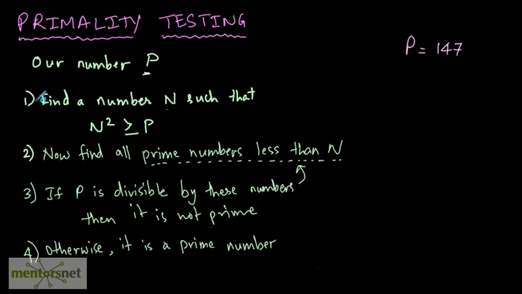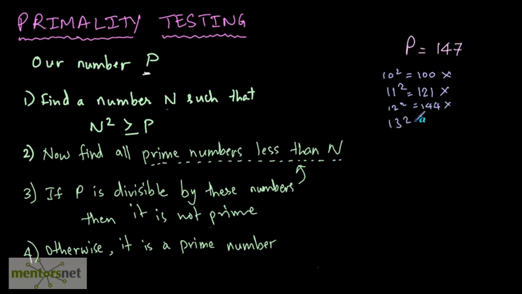The first step says to find a number n such that n squared is greater than or equal to p. So we have to find one such number whose square is greater than p. So let's find such a number. Let's start from 10. 10 squared is 100 and 100 is less than 147, so it's not going to work. 11 squared is 121, so it's also not going to work. 12 squared is 144. It's also not going to work because it's less than 147.